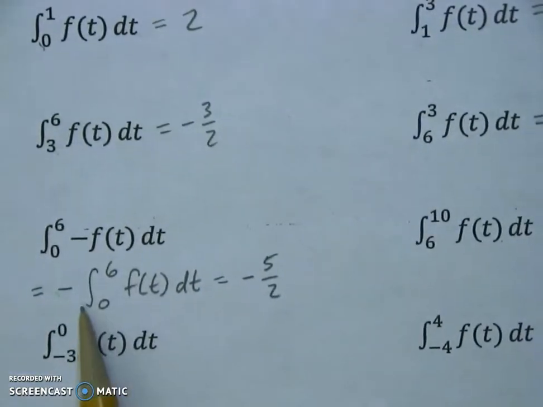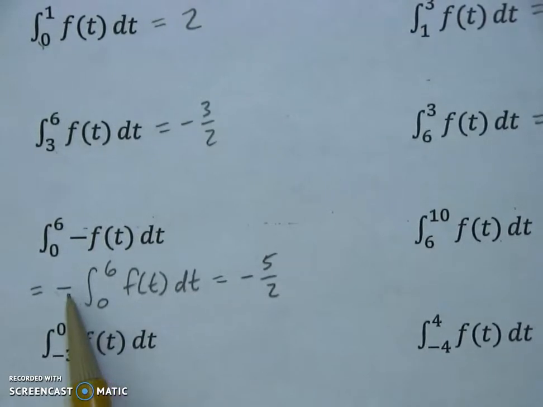Another thing you could have done there would have been to use that property that lets you flip the signs and rewrite this as positive integral from 6 to 0, and that would have gotten you there as well.